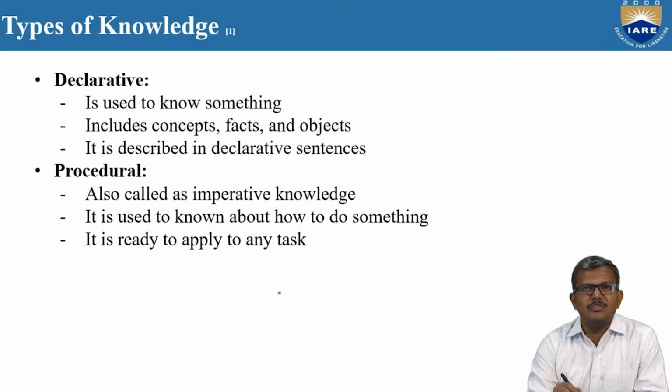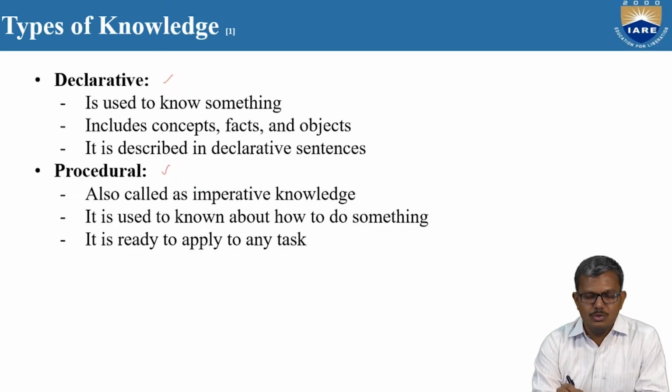Now, if we talk about the different types of knowledge, during today's session we are going to talk about 4 different kinds of knowledge. The first one is declarative knowledge, and the second one is procedural knowledge. What do we mean by declarative knowledge? Declarative knowledge is used to know something. It is going to include certain concepts, some facts, and also some objects. It is also going to describe declarative sentences.